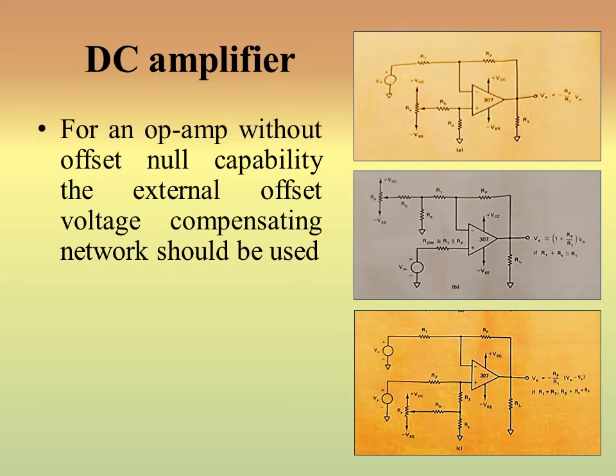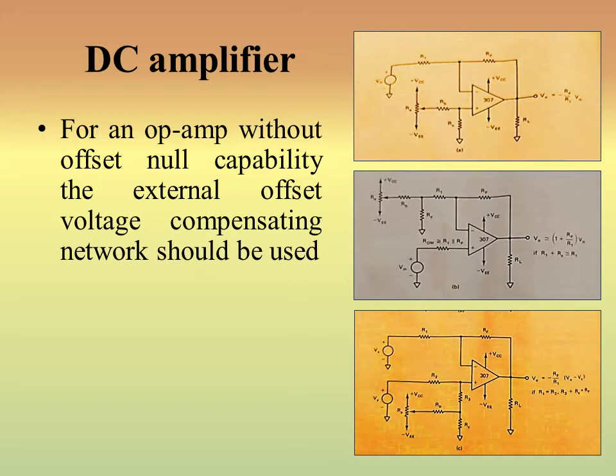So 741 is an internally compensated device. It has offset null circuitry points where we can put a potentiometer and reduce the offset voltage to 0. In the operational amplifier which does not have such a facility, we have to connect an external circuit that will reduce the output offset voltage to 0. So these three show that circuitry. This is the circuitry that is provided in order to reduce the output offset voltage to 0.